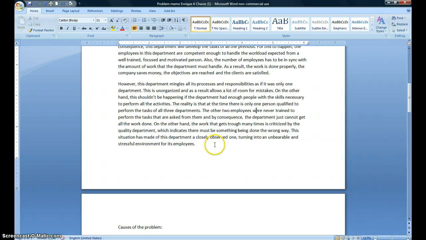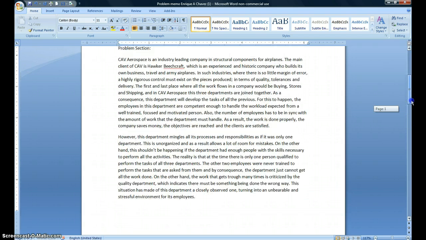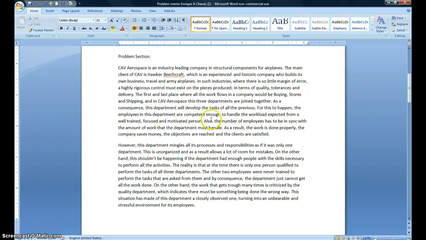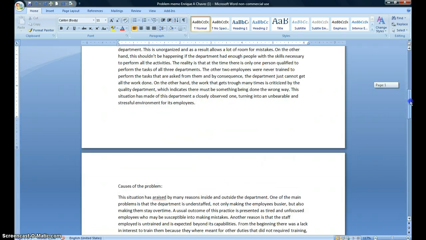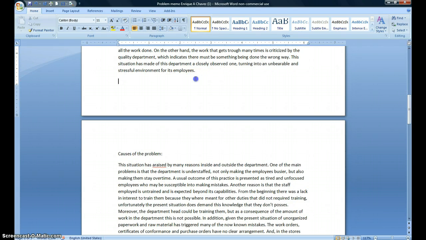This situation has made this department a closely observed one, turning into an unbearable and stressful environment for the employees. Lots of little ESL errors, but an excellent A-B statement. It sets up the benchmark here, then it gives you the reality, and the reader is brought into this dissonance, and it sets up the dissonance well. Here he probably should state the purpose of this proposal, etc., but he can save that till later.